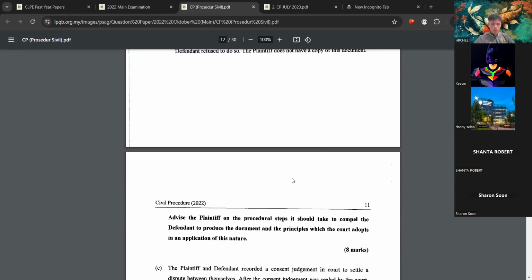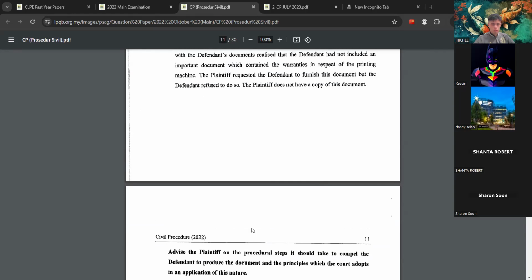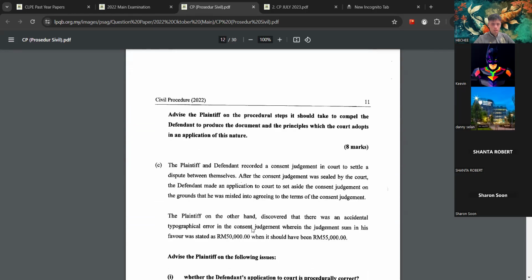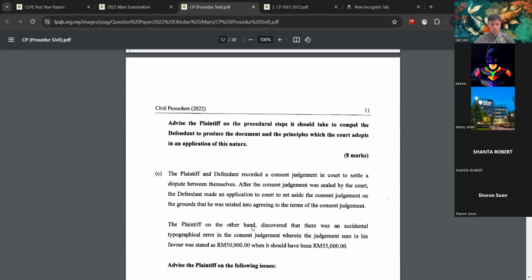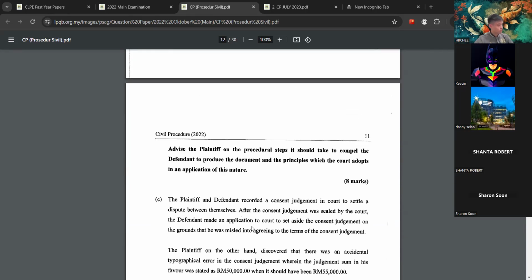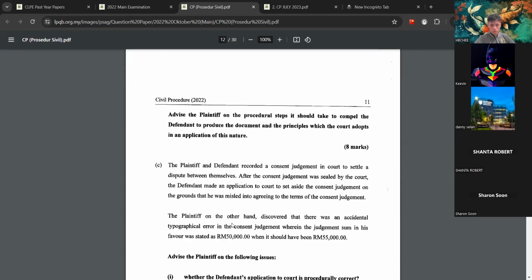Okay. How to compel the defendant to produce the document? What is the procedure? I guess this one is quite simple, right? Yes, Order 24, Rule 7, discovery of document. Okay. Now we come to C.